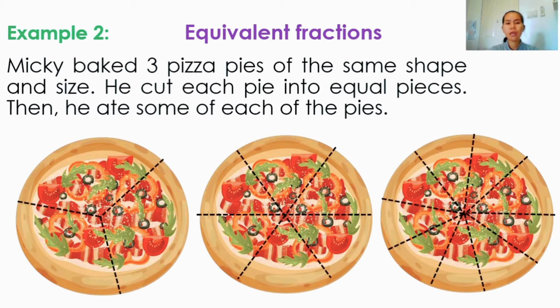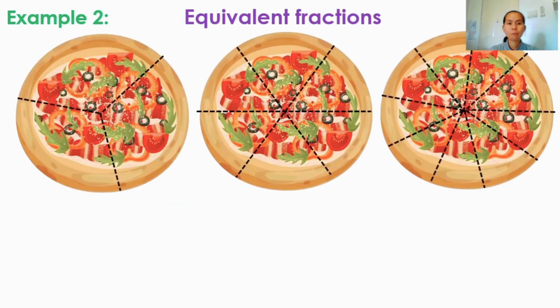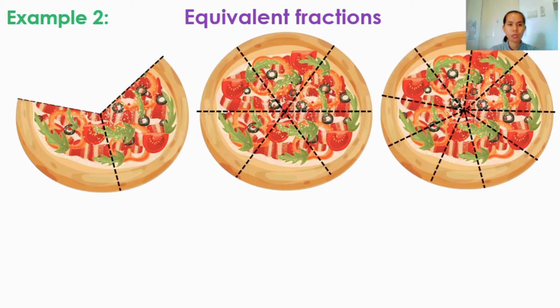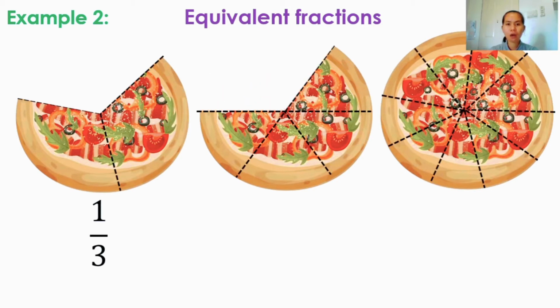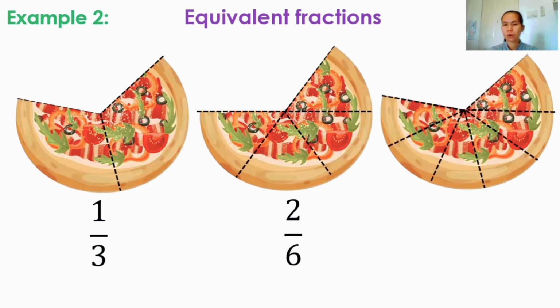Then he ate some of each of the pies. On the first pie, he ate one part. So what is the fraction of the parts that are eaten? Yes, 1 over 3. And on the second pie, he ate 2 parts. So what is the fraction of the parts that are eaten? 2 over 6. Very good. And on the third pie, he ate 3 parts. So again, what is the fraction of the parts that are eaten?